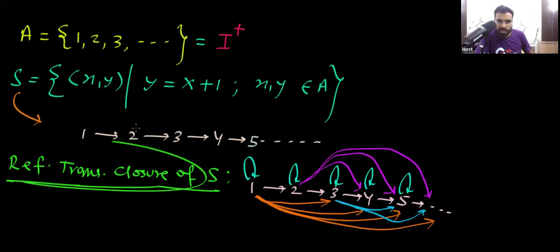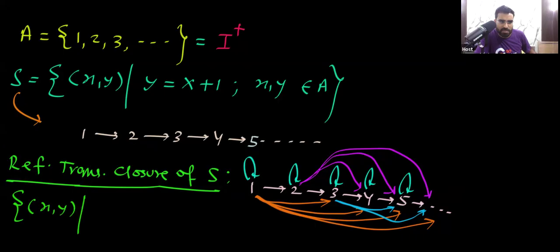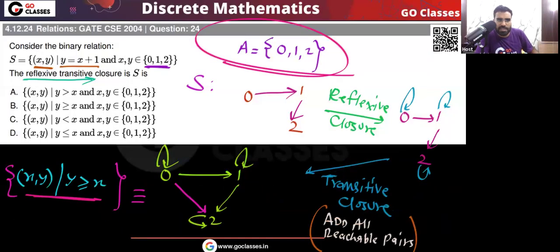So finally, what will be the reflexive transitive closure of S? That will be (X, Y) such that Y is greater than or equal to X. I hope you understood. When you take positive integers as the base set, it is more understandable what is happening. But of course, in the given question, the base set is only 0, 1, 2. So this will be your reflexive transitive closure.